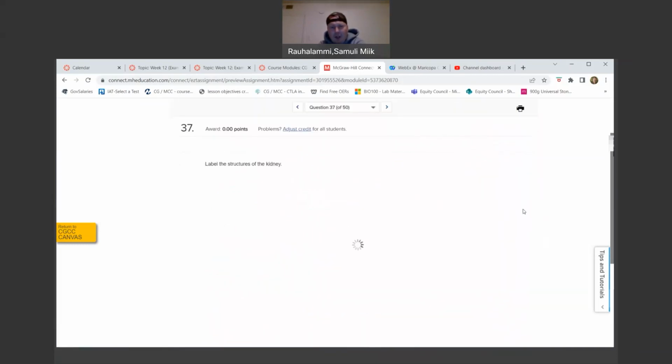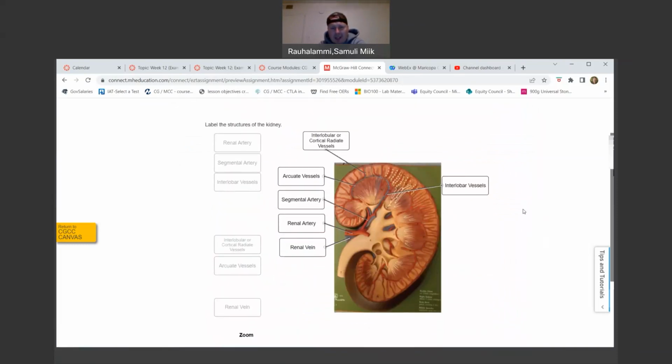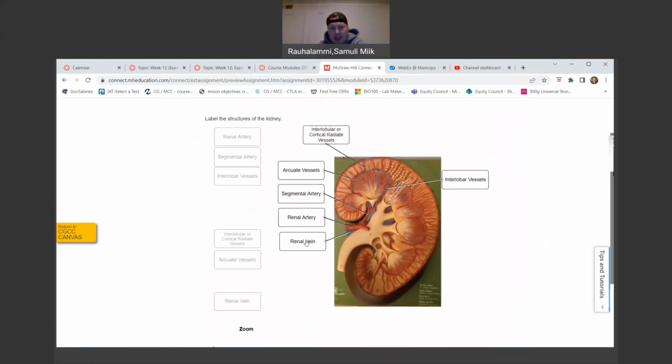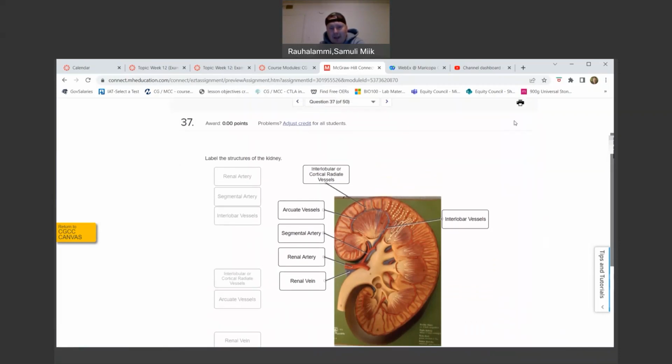Let's continue onwards and see other structures that we're seeing here. Very nice picture. We're seeing renal vein. Notice it's going to be the blue vessel, and renal artery, the red vessel, both entering the kidney from the medial aspect. Leaving from the renal artery, we're going to see our segmental artery. And then moving our way further, we're going to see arcuate vessels and interlobar vessels, and interlobar or cortical radiate vessels. So a lot of good stuff there to notice on this picture.